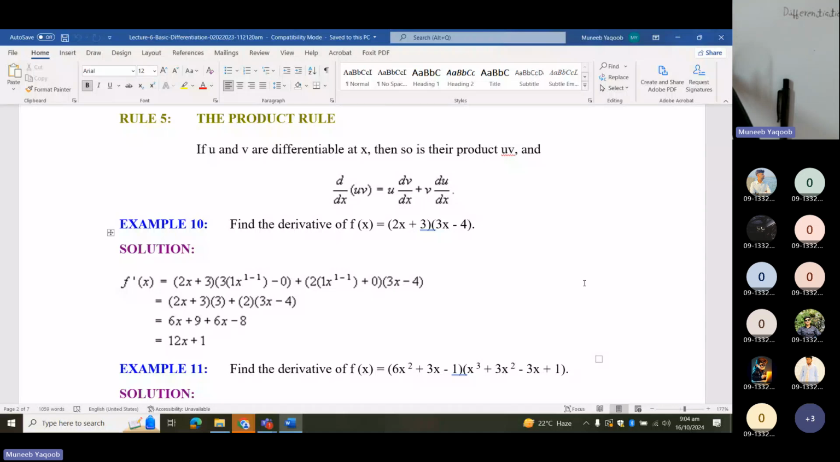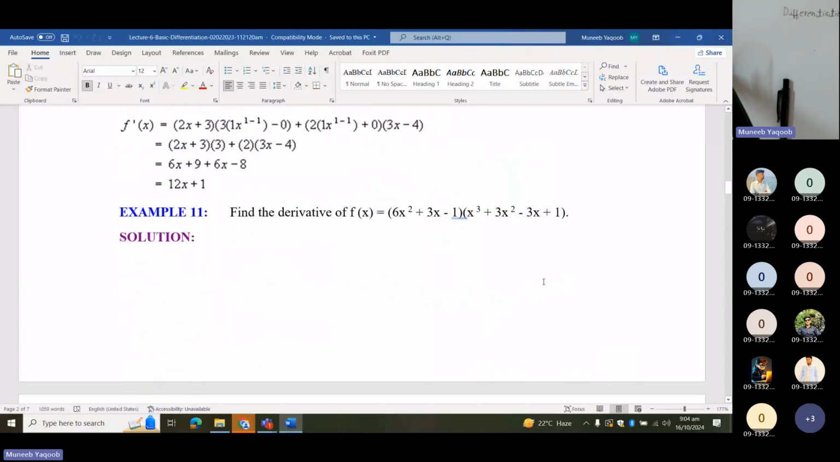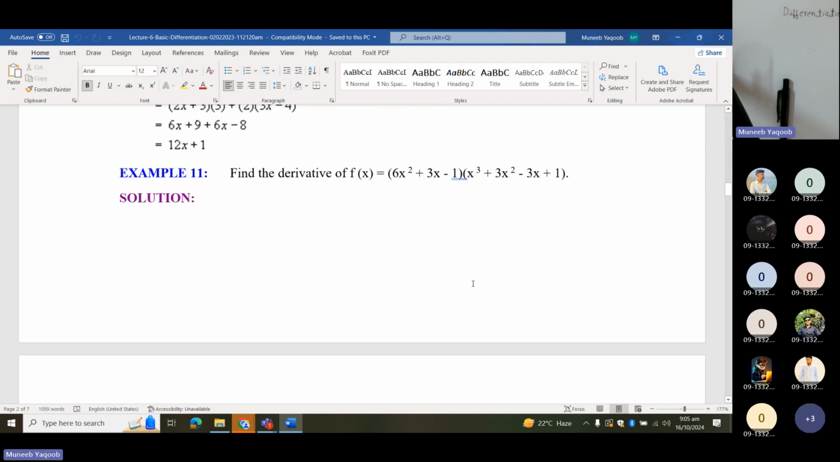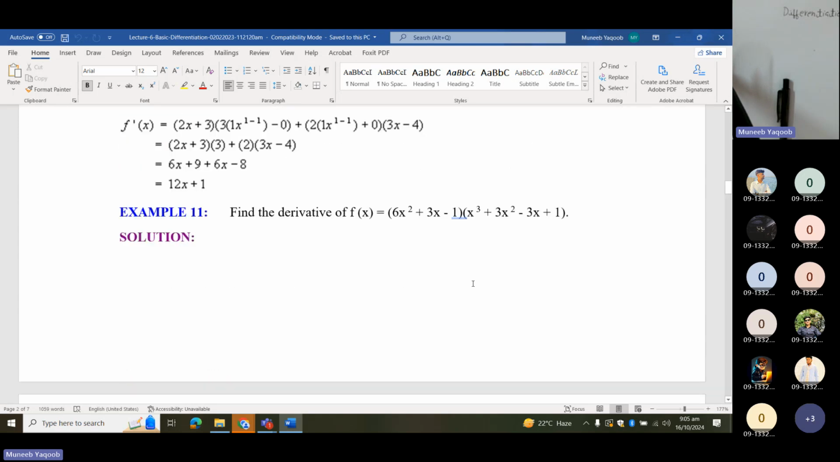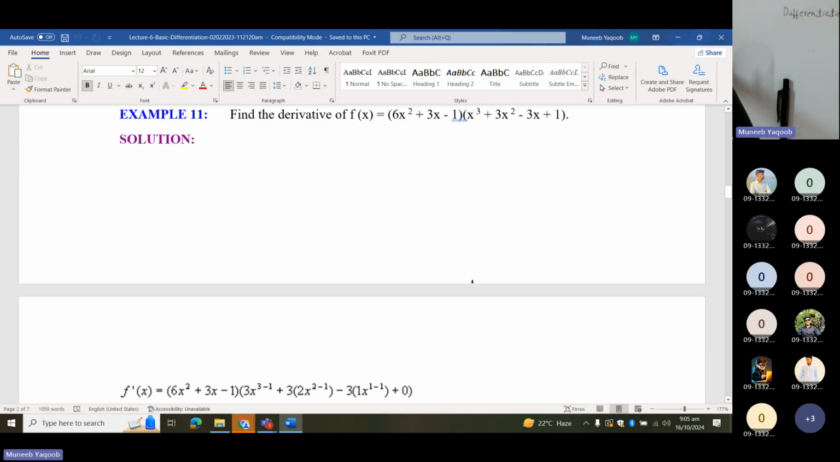Okay. So again, coming to another example, which is basically example number 11. You can see there are two functions. One is 6x squared plus 3x minus 1, and other is x cubed plus 3x squared minus 3x plus 1. So if we are to calculate the derivative of the product of these two functions, what we will do, we will take 6x squared plus 3x minus 1 as it is, and we will calculate the derivative of x cubed plus 3x squared minus 3x plus 1.